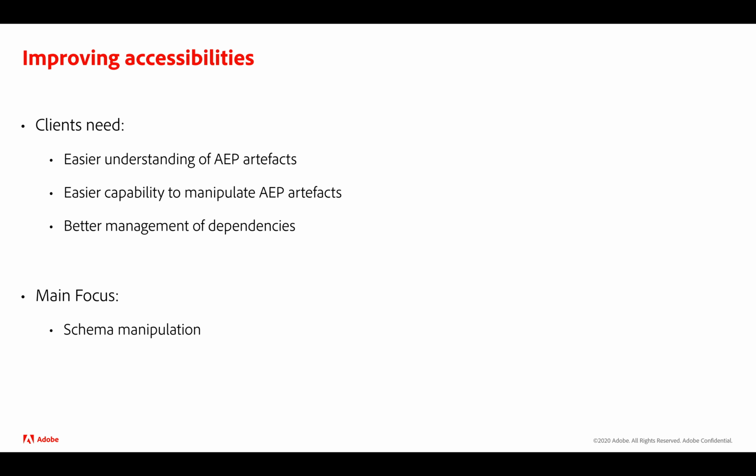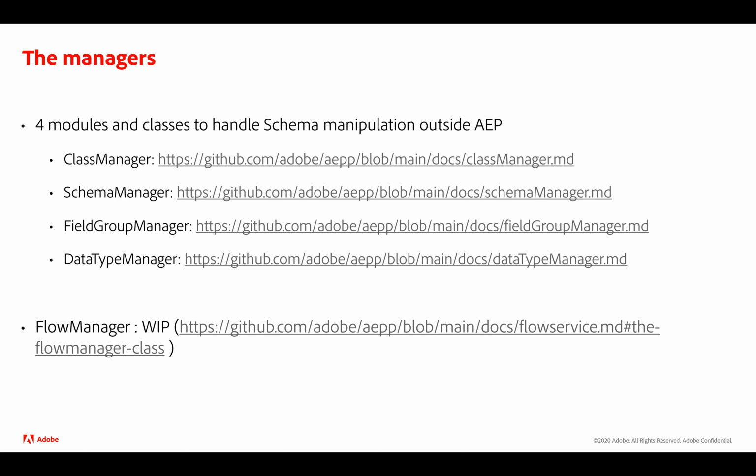So the main focus of those managers is on schema manipulation, because as we will see in the future videos on Adobe Experience Platform setup, the schema is at the base of everything. There are 4 modules for the managers that can help you: the class manager, schema manager, field group manager, and data type manager. We will do a video on each one of them to explain how they work and what you can do with them. And on top of that, there is also the flow manager, which is a work in progress and should allow you to work with the flow service API in a more efficient way.